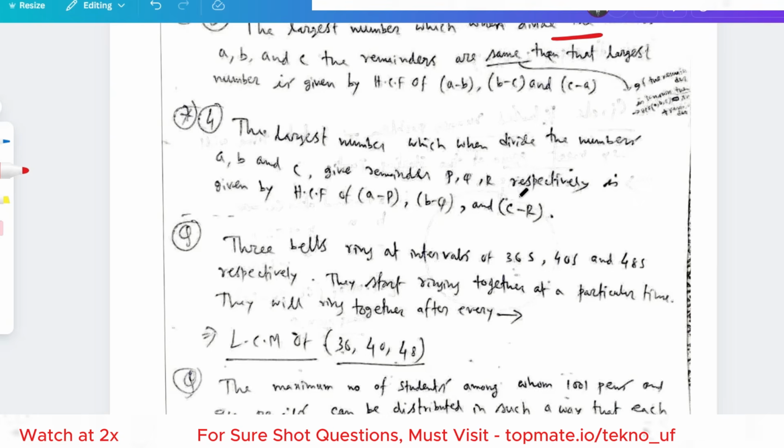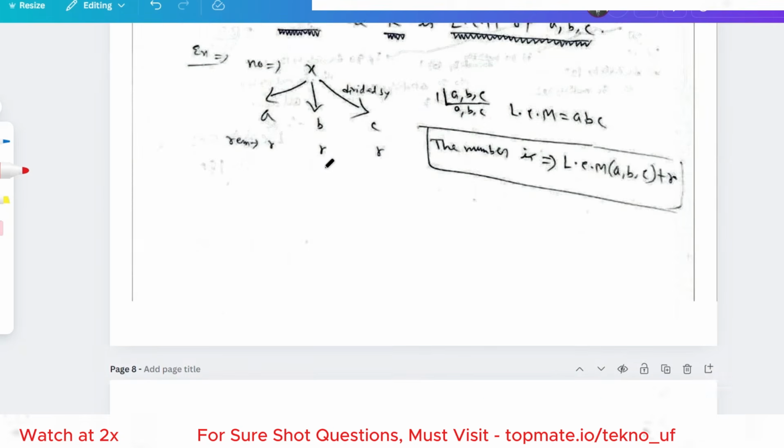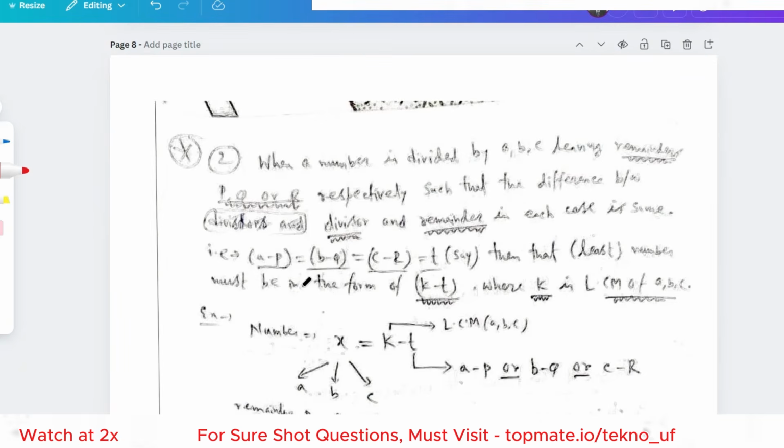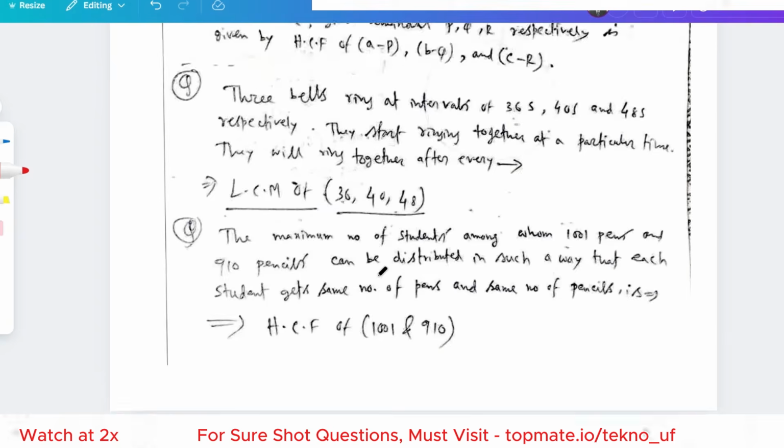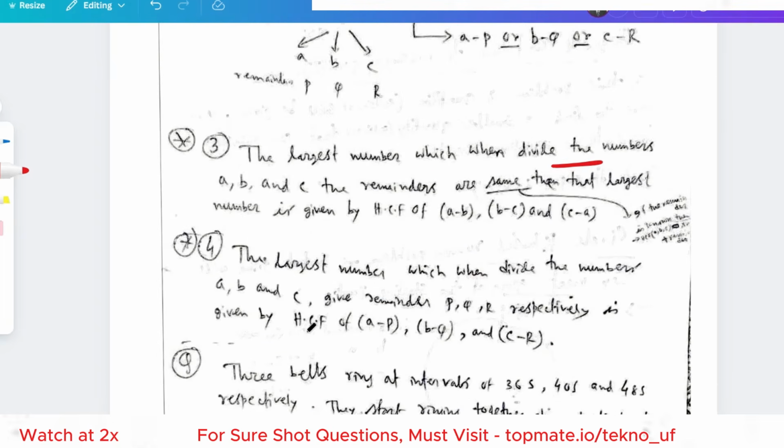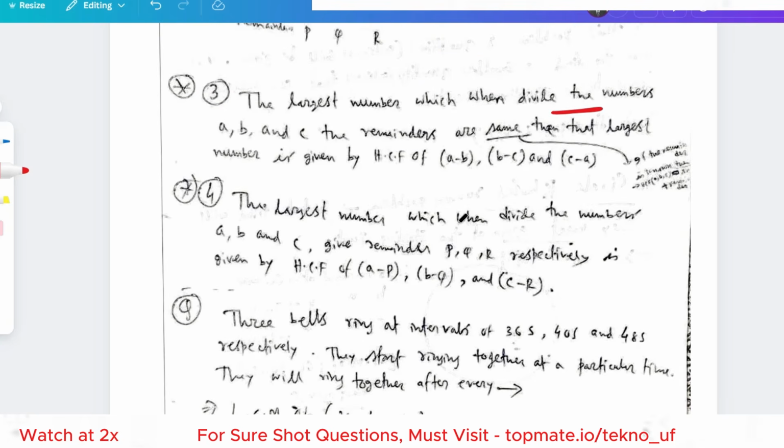Okay, when they are giving different remainders, in that case the number will be the HCF of A minus P, B minus Q, and C minus R, as it was in LCM. Like, we have to get the difference between divisor and remainder. Here as well we have to calculate the HCF of divisor and remainder. Okay, divisor and remainder, divisor and remainder, divisor and remainder. So I hope you will remember. When you start calculating, it will be easier.